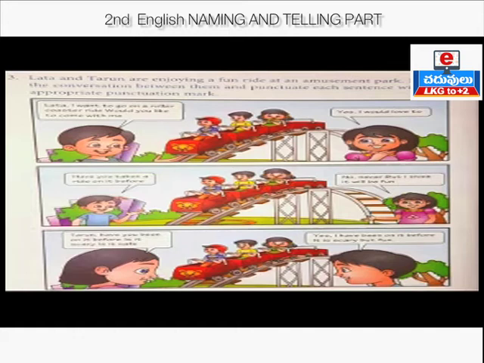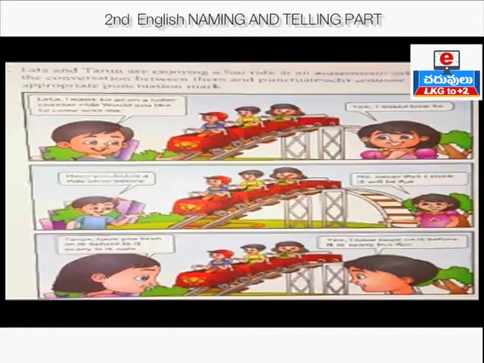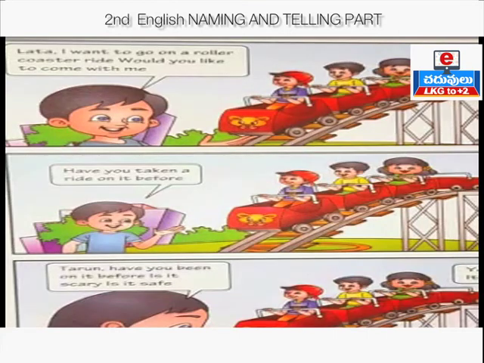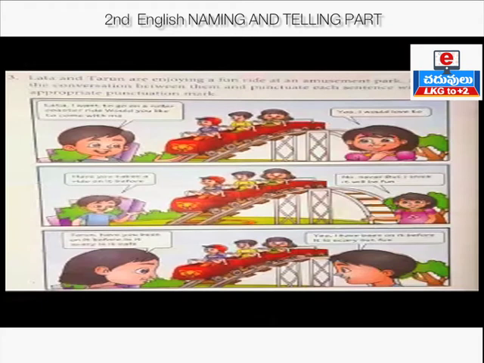Tarun and Lata are saying like this again. Tarun, have you been on it before? Is it scary? Is it safe? She is asking like this. Is it scary or is it safe? She is asking. And Tarun is replying like this. Yes, I have been on it before. It is scary, but it is very fun. So children, you have to do this and punctuate each sentence with the appropriate punctuation mark. This is the work for you.